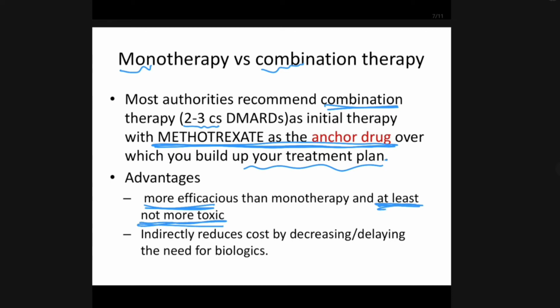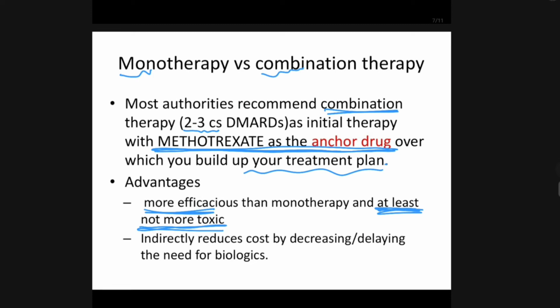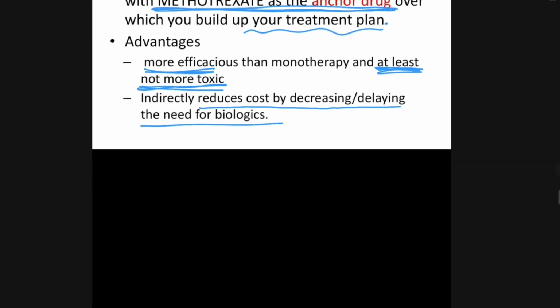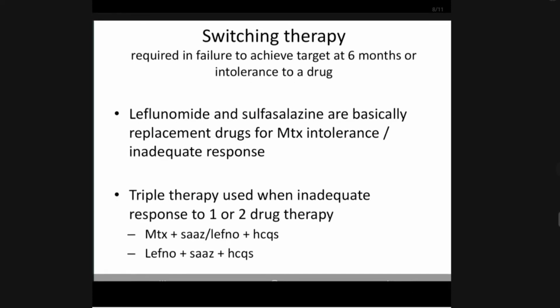Okay, the toxicity levels are comparable. Hence, it has more therapeutic effect while giving you fewer side effects. Indirectly, it also reduces the cost by decreasing or delaying the need for biologics. Yes, that is also a positive point of this combination therapy.